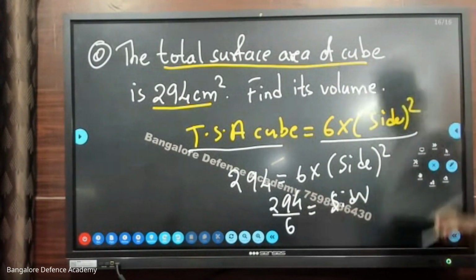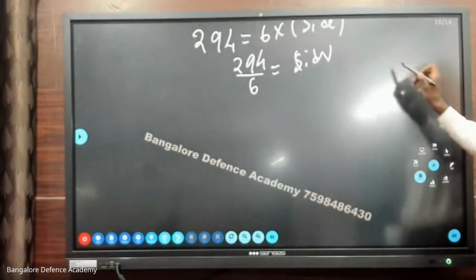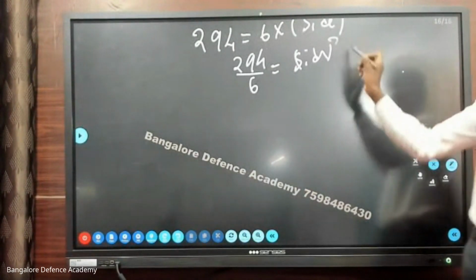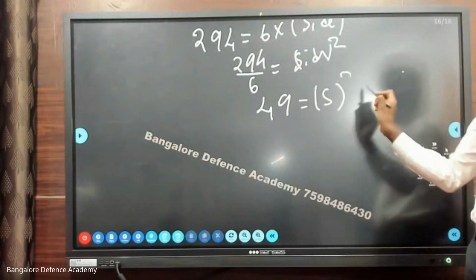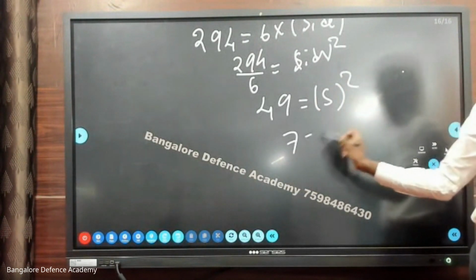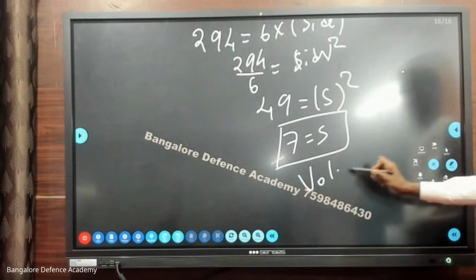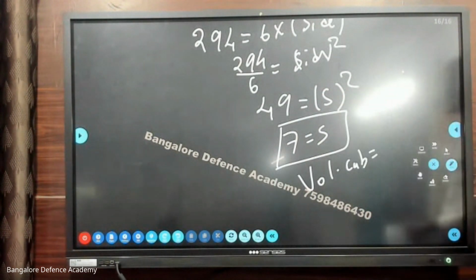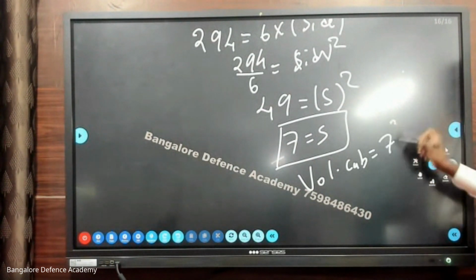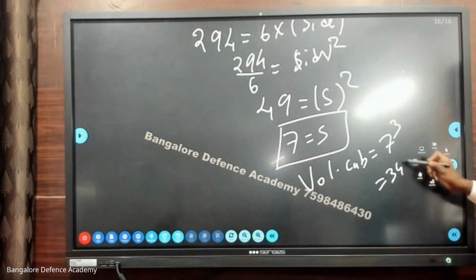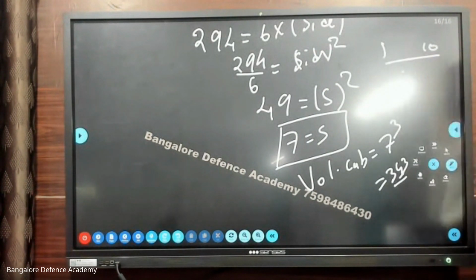Now if you reduce this, how much you get? 294 divided by 6 कितना मिलेगा? 49 is equal to side square. Take the square root on both sides. You got side as 7. But in the question they are asking what? Volume of cube. What is the formula for volume of cube? Side cube. So 7 का cube कितना हो गया? 343.